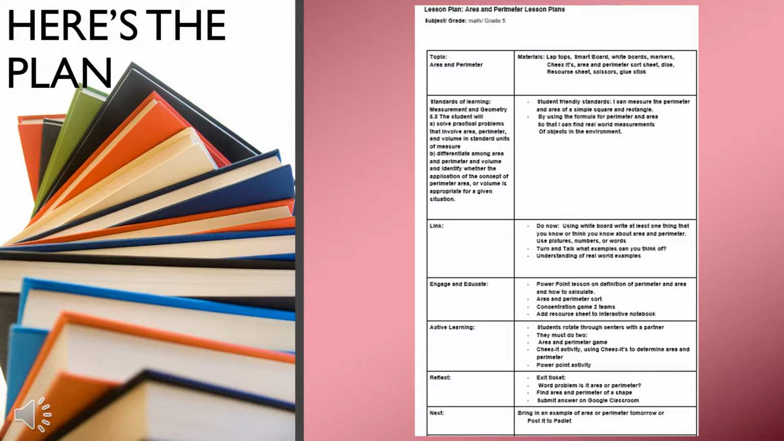Here is the lesson plan. I am using the Virginia Department of Education Standards for Learning for 5th grade. The standard states, solve practical problems involving area and perimeter and volume in standard units of measure, and differentiate among perimeter, area, and volume, and identify whether the application of the concept of perimeter, area, or volume is appropriate for a given situation. For the purpose of this lesson, we will focus on area and perimeter only.